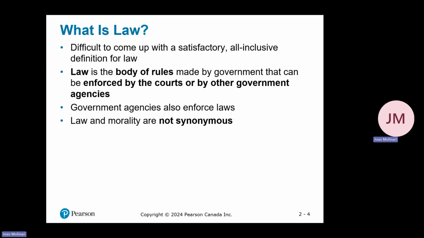I could give you another example from the US. Last year, the Supreme Court of the US decided that abortion is not a constitutional right anymore. It used to be. It is not anymore. Some people appreciated this law. Others did not. Well, but that's law. Law now in the US is that abortion is not a constitutional right anymore.